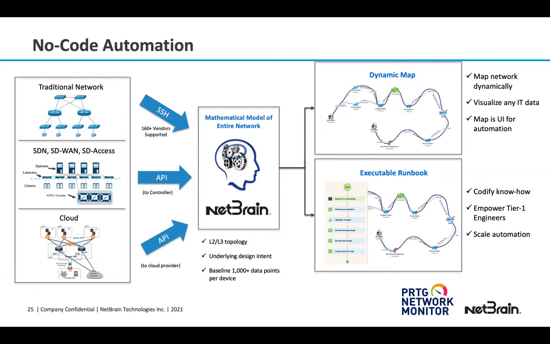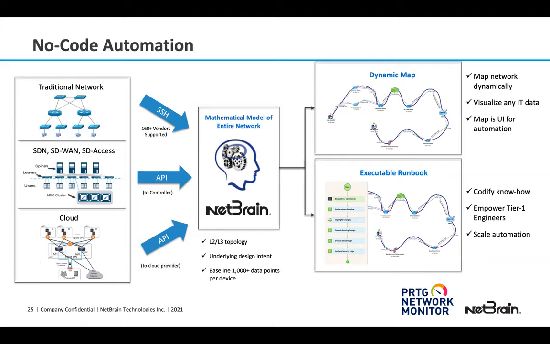Now, NetBrain discovers your total network and it constructs, and this is very key, a mathematical data model of your entire network. And it includes all sorts of physical and logical topologies, gathering data and providing detailed views on layer 2, layer 3, MPLS, software defined, and all sorts of different types of technologies.